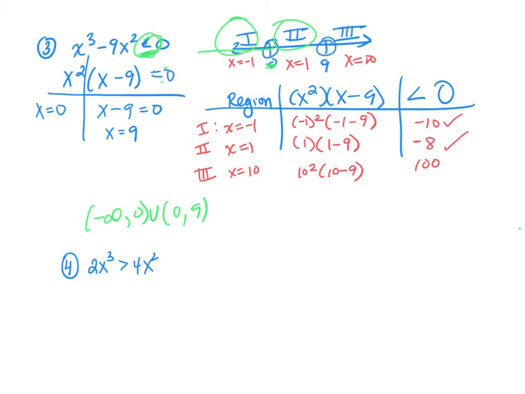Get to question 4. First thing you need to do is group everything to one side. You didn't have to do that in question 3 because it was already there. Take out your GCF. So that'll be 2x squared, so that leaves you x minus 2 for your factored form. Now we're going to find our roots. So we set each equal to 0.